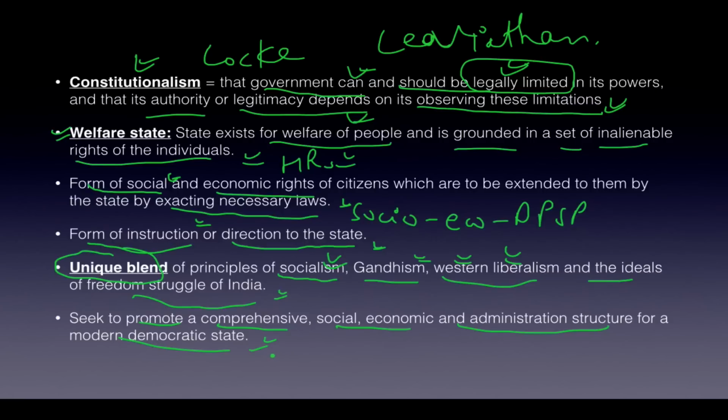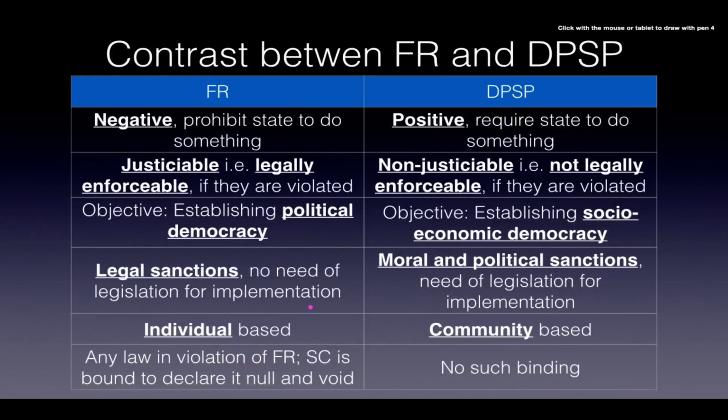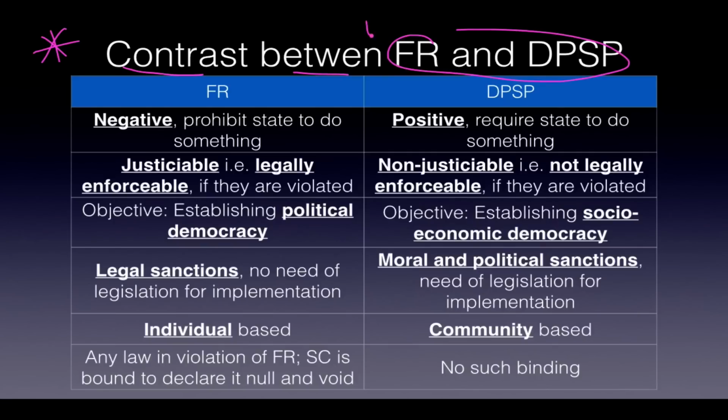So if you write these lines, you'll get extremely good marks, and if you understand them, you will not get any MCQ wrong. Now this is an extremely critical table, the contrast between fundamental rights and directive principles of state policy. I'll just go through it fast.